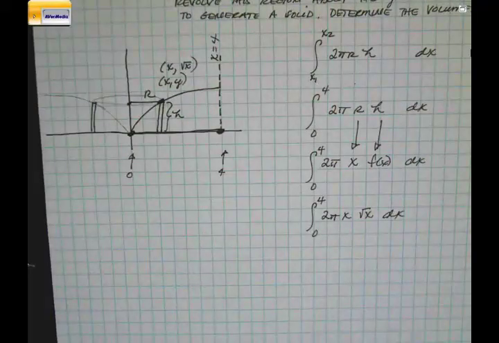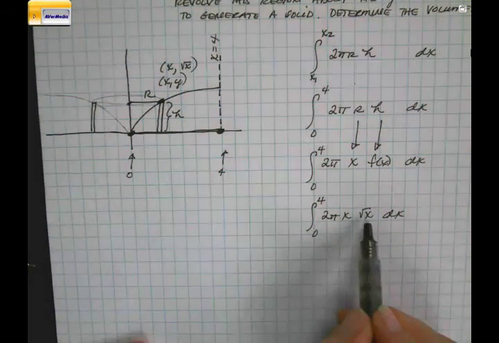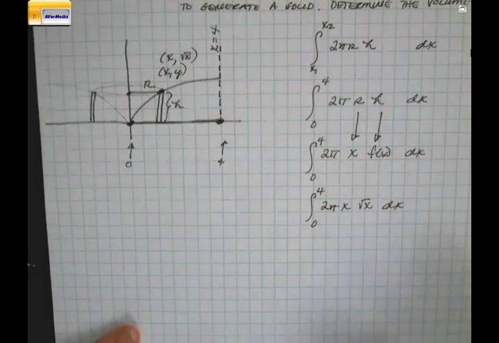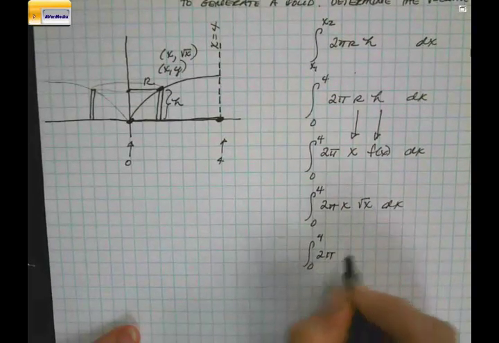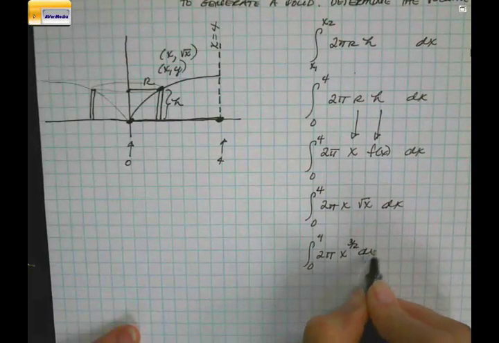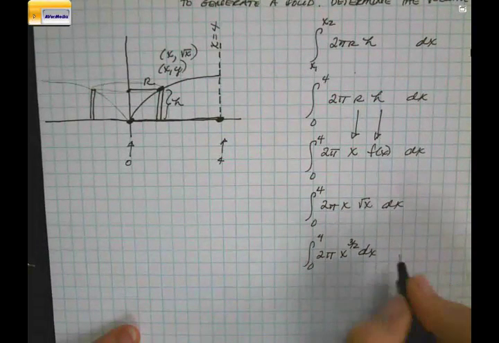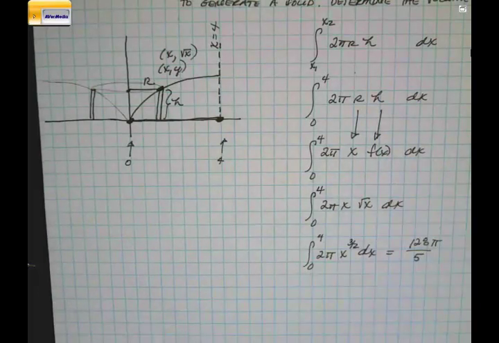So the integral is summing up the volumes of infinitely many cylindrical shells underneath that curve as it's spinning around the y-axis. This would be like length times width times thickness to give you volume. And so this integration is not difficult. Of course, you would go ahead and say 2 pi x times x to the 1/2 is x to the 3/2 dx. And when you integrate this, you're supposed to end up with 128 pi over 5.